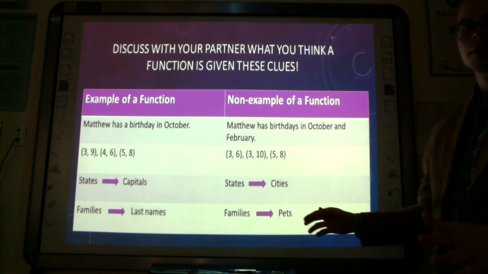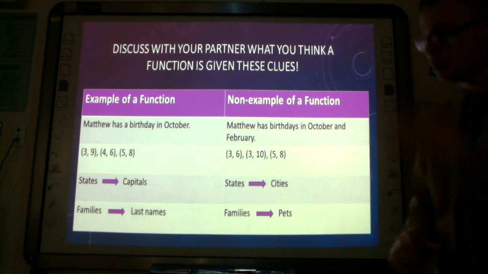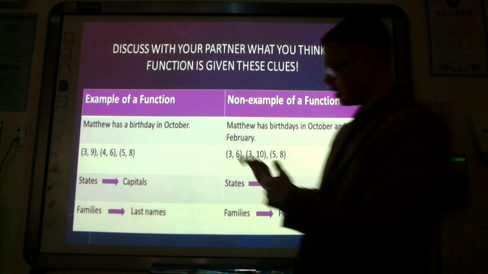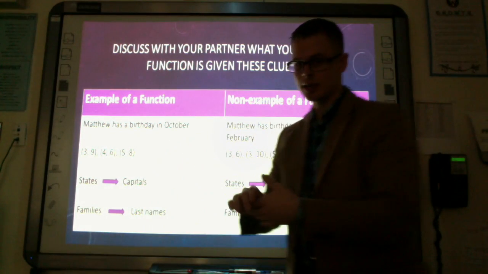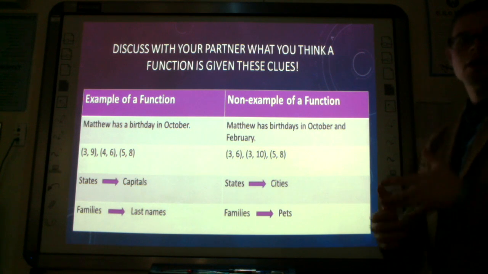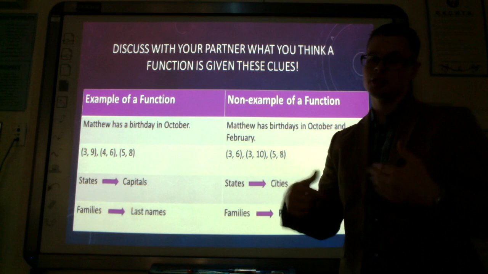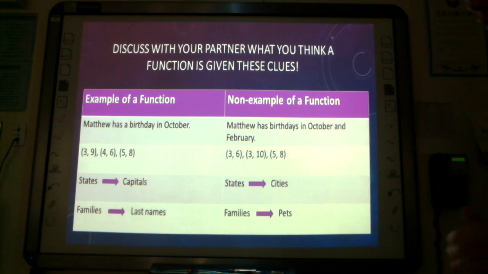I'm not going to give you the definition. I'm going to give you hints, I'm going to give you clues. I'm going to tell you what an example of a function looks like and what a non-example looks like. Then determine your own definition of what a function is to you, and then I'll give you the formal definition.